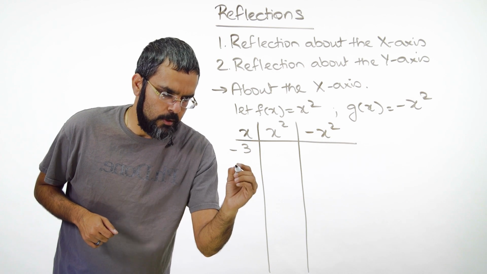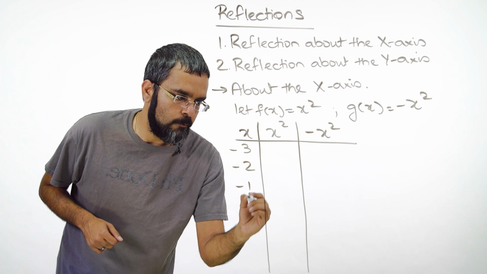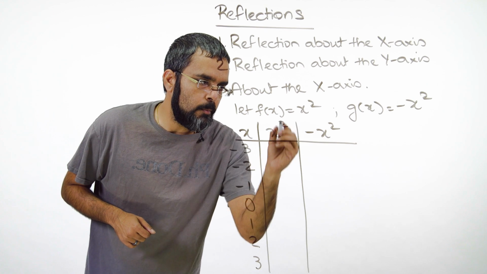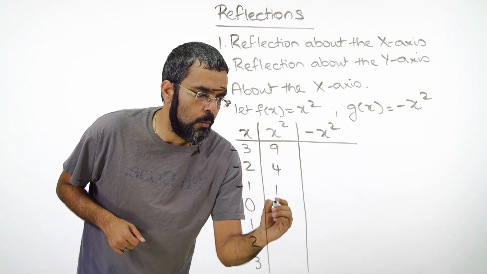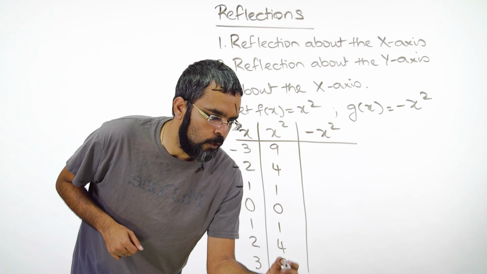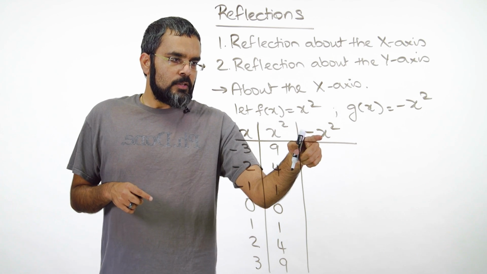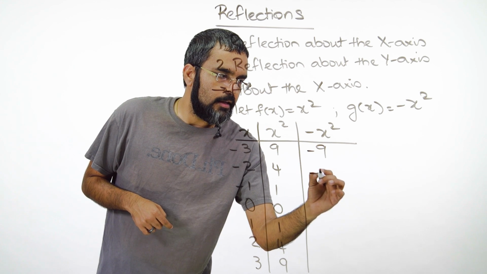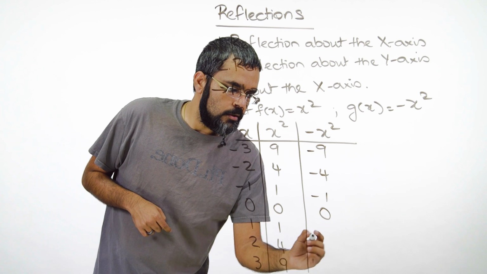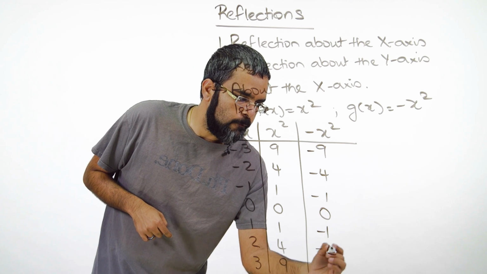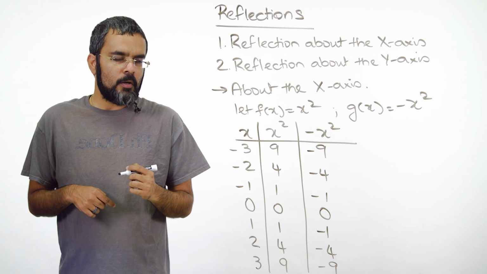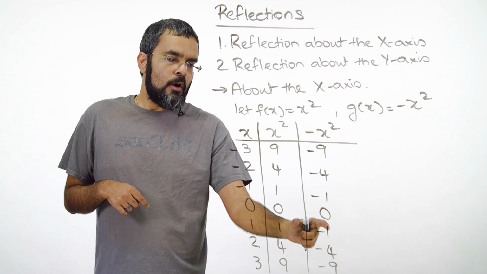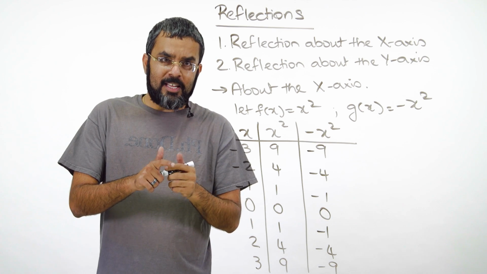So let's take the values negative 3, negative 2, negative 1, 0, 1, 2, and 3. So obviously x squared would be all positive values, that is 9, 4, 1, 0, 1, 4, and 9. And what the negative x squared does is it just makes all of these values for f(x) negative. So I get negative 9, negative 4, negative 1, 0, negative 1, negative 4, and negative 9. Right? So do we notice anything peculiar? We see that all of these are positive and all of these are negative. Obviously 0 is neutral. So what does that do to our graph?